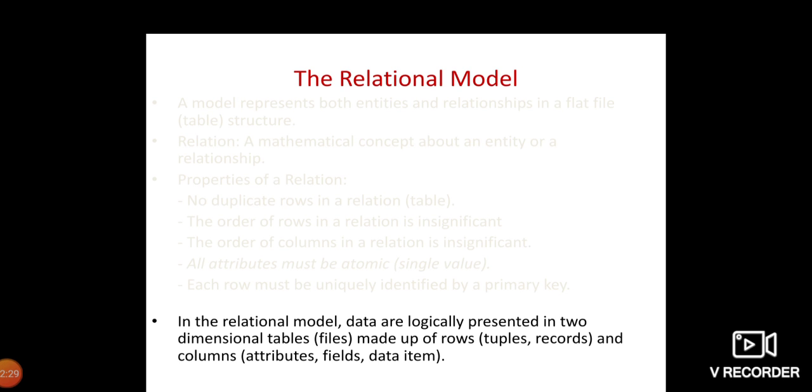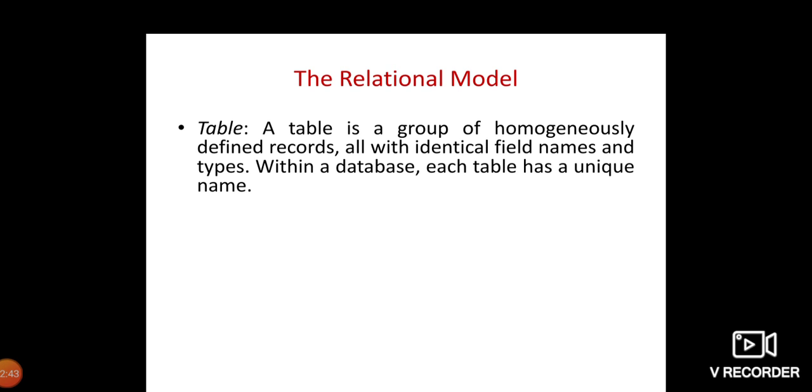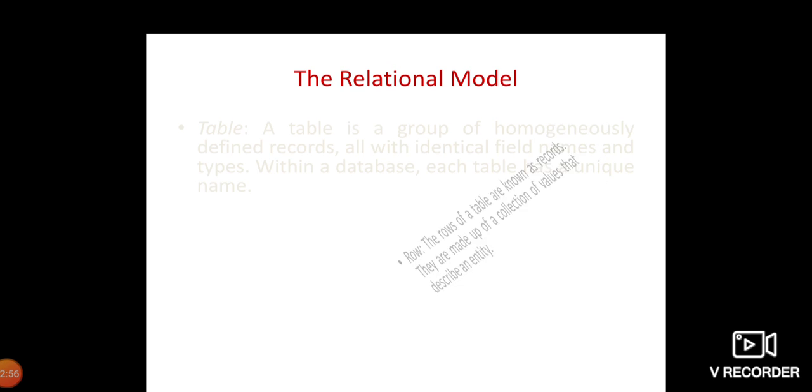In a relational database model, data is logically presented in a two-dimensional table that is made up of rows, tuples, records, and columns are made up of attributes, fields, and data items. A table is the most important here. A table is a group of homogeneously defined records, all with identical fields and types. Within a database, each table has a unique name. A table is what is very important here.